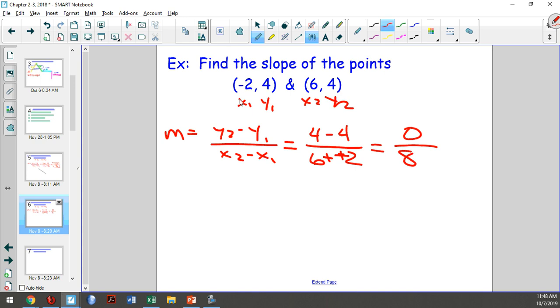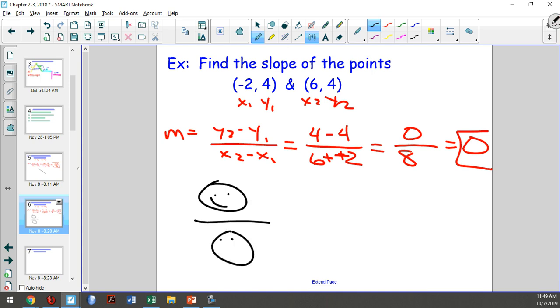I have 0 pizzas. I'm dividing among 8 friends. How many pizzas does everybody get? 0. Please remember this. Are you ready? 0 in the numerator is happy. 0 in the denominator is sad. Good versus evil, whatever you want to say. But if 0 is up top, we're okay to say 0.